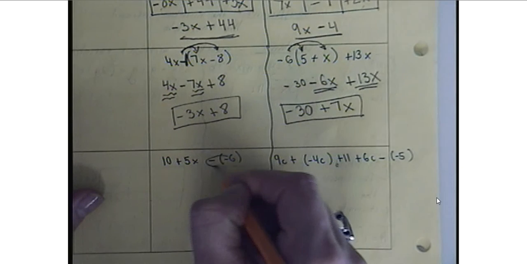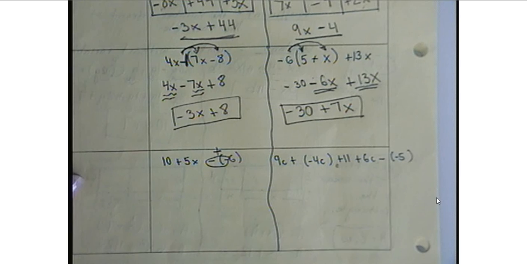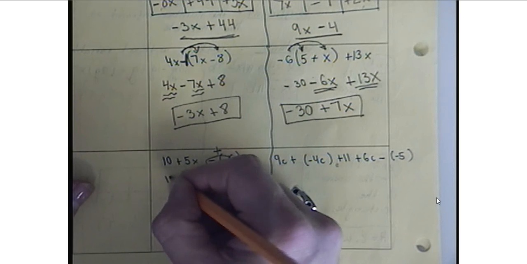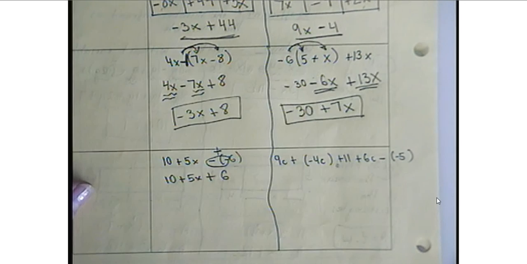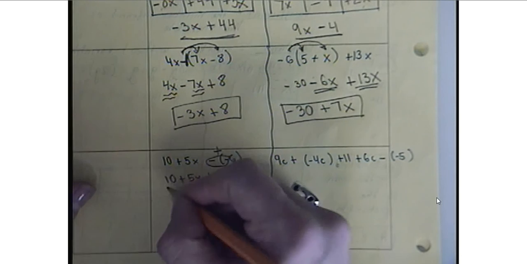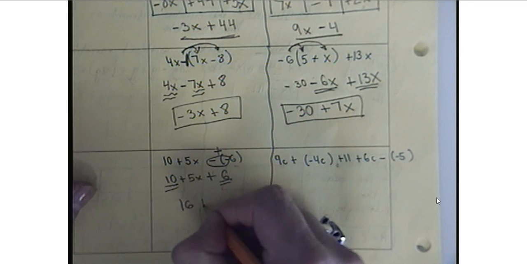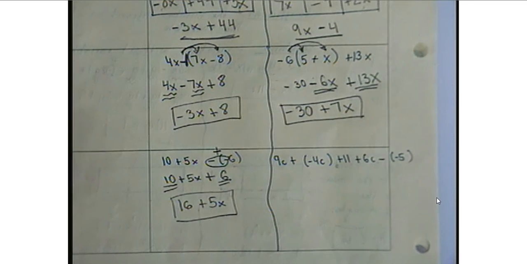Next example is 10 plus 5x minus negative 6. First thing, once you see those negatives, please change them to positive right away so we don't forget, and rewrite the expression. So 10 plus 5x, this will be plus 6. Two like terms here will be 10 and 6. 10 plus 6 is 16, and then plus 5x. Final answer, 16 plus 5x.